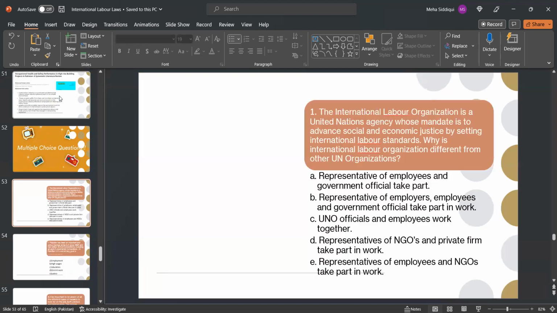Now, time for MCQs. MCQ number 1. The International Labour Organization is a UN agency whose mandate is to advance social and economic justice by setting international labor standards. Why is the International Labour Organization different from other UN organizations? A, it is representative of employees and government officials take part. B, representative of employers, employees, and government officials take part in work. C, UNO officials and employees work together. D, representatives of NGOs and private firms take part in work. E, representatives of employees and NGOs take part in work. B, yes, B is the right option.